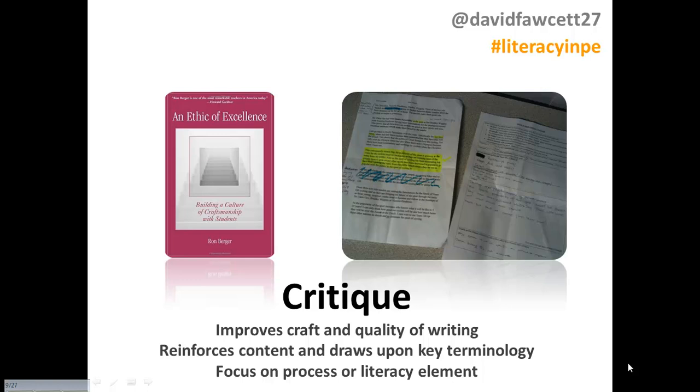It focuses on process, it can focus on the literacy, it can focus on content, and it really is a fantastic way. If you really want a detailed explanation, the book on the left there by Ron Berger, An Ethic of Excellence, really talks about how his students in his class use critique as the core principle in their lessons, and the work they're producing is absolutely fantastic.